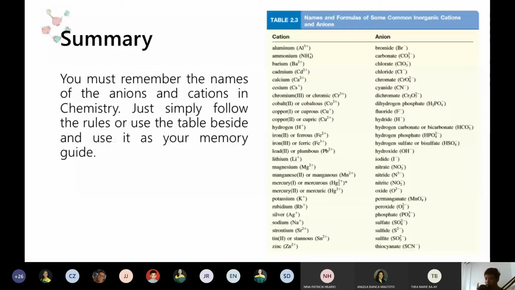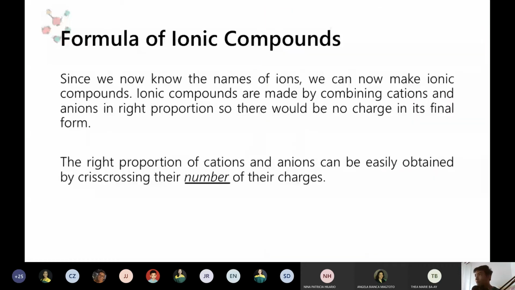Ngayon punta naman tayo sa pag-name ng ionic compounds. Before we go with the naming of ionic compounds, let's predict first how we are going to create the formulas of ionic compounds. Okay, so formulas of ionic compounds. Sabi natin, ionic compounds are combined cations and anions in right proportion, so there will be no charge in its final form. Meaning, there should be enough cations and anions para walang charge yung final product.